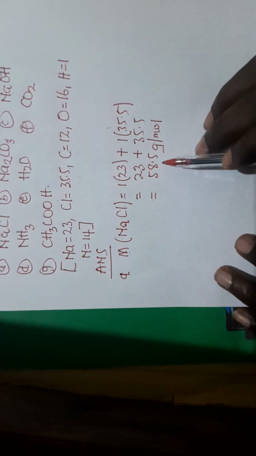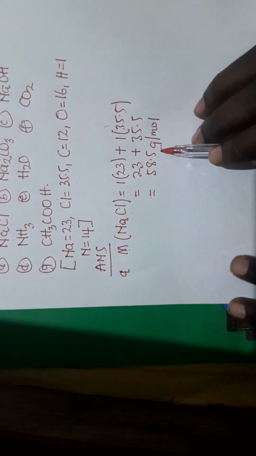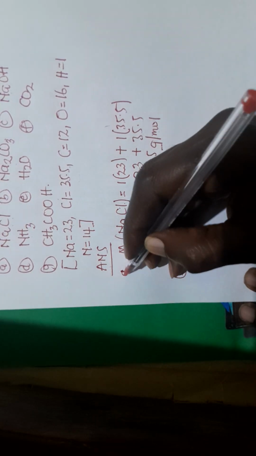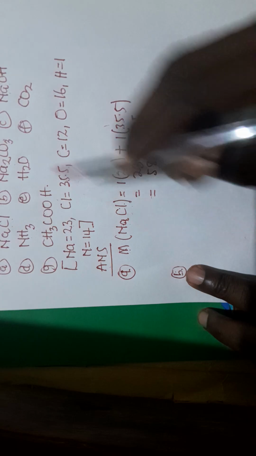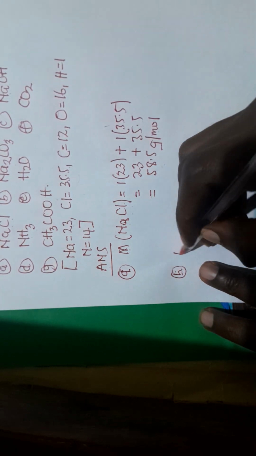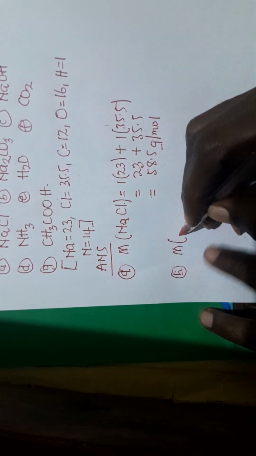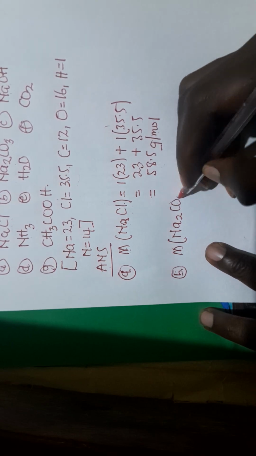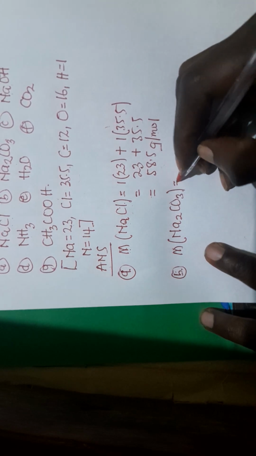Are you okay? Is it difficult? No, it's not. Then we go to B. What compound is there? Sodium carbonate. So the molar mass of sodium carbonate. Shall we start?